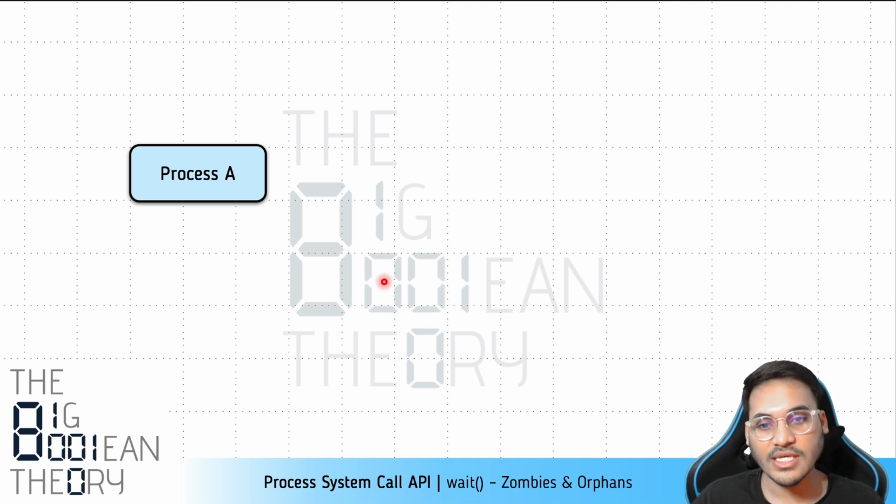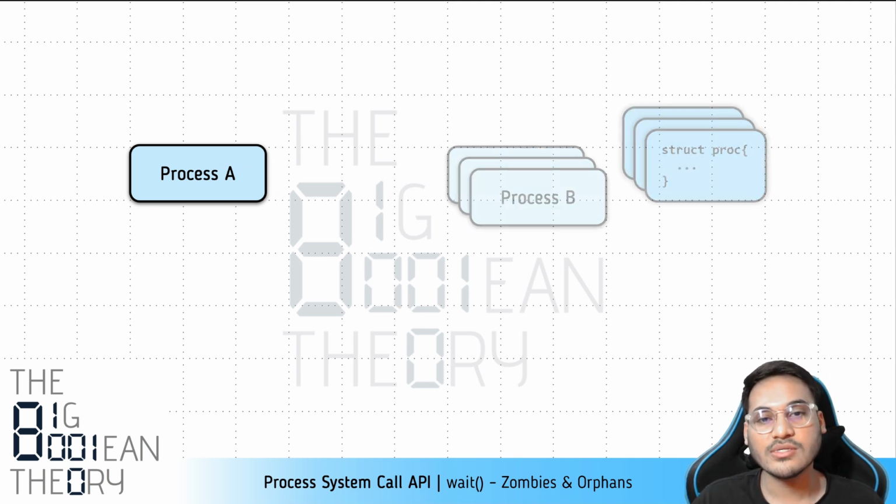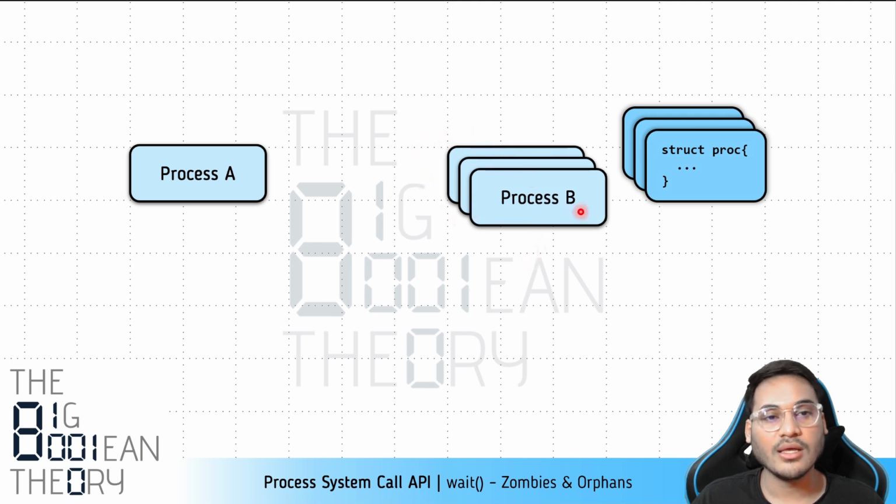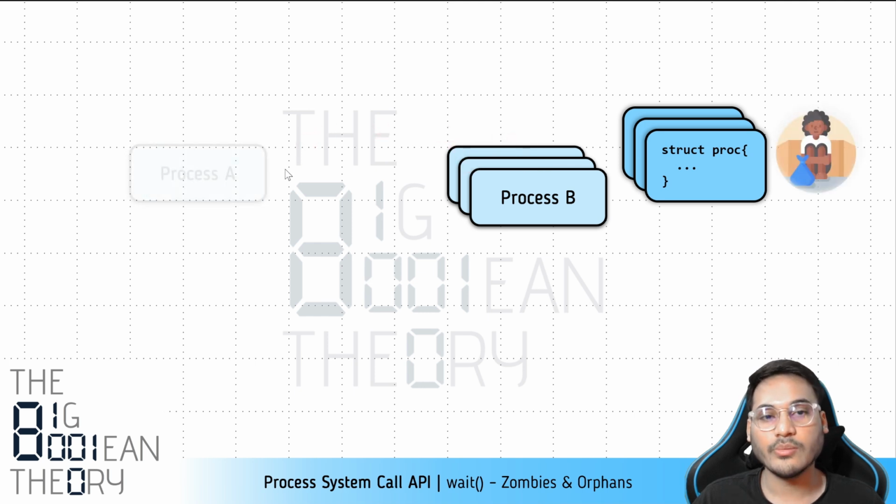So let's take this example. Let's say we have a process A and it creates several processes, and these are the process control blocks of these children processes, right? And we are assuming that the parent process terminates. So all of these children processes become orphan processes, right?